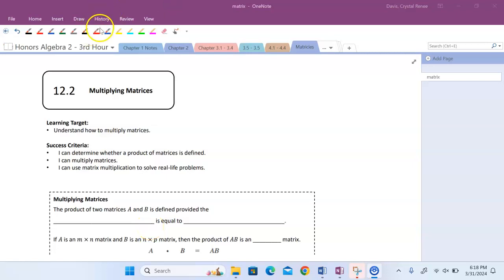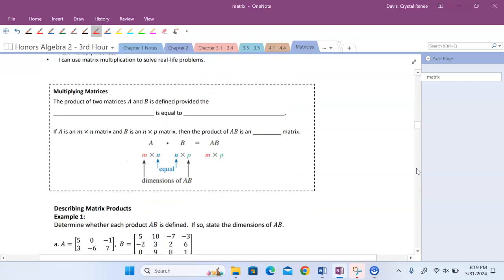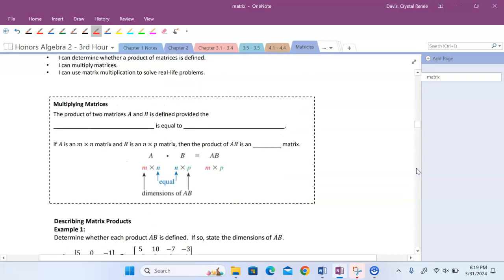So this is the video for section 12.2, and in section 12.2 we're going to learn how to multiply matrices. The process of multiplying matrices is not a hard or difficult process, but it is extremely tedious and extremely easy to make a mistake. Okay, so we can't just multiply any matrices together. There are some stipulations that we have to have.